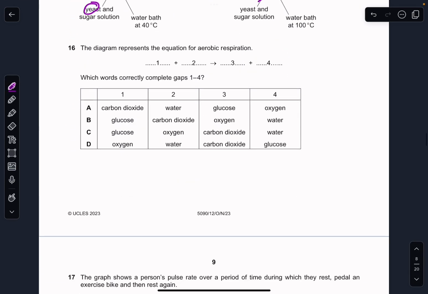The diagram represents the equations for aerobic respiration. Aerobic means that it is utilizing oxygen. So, which words correctly complete the gaps 1 to 4? Carbon dioxide, no. Glucose and glucose, yes. Oxygen, yes. In 2, carbon dioxide, no. Water, no. Oxygen, yes. Water, no.